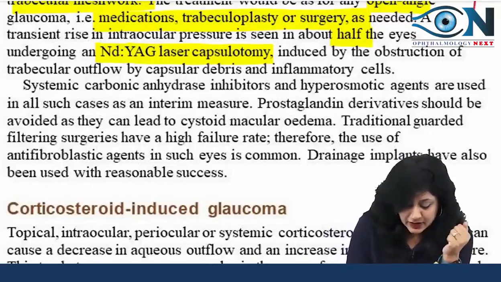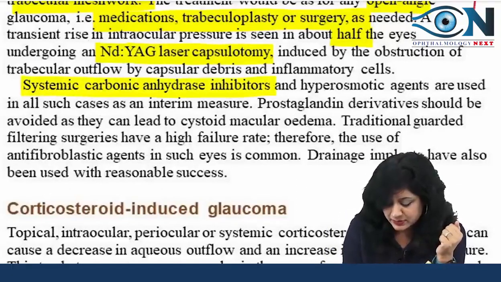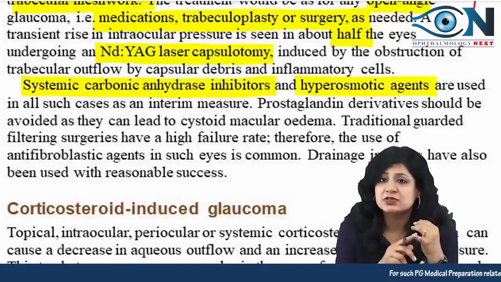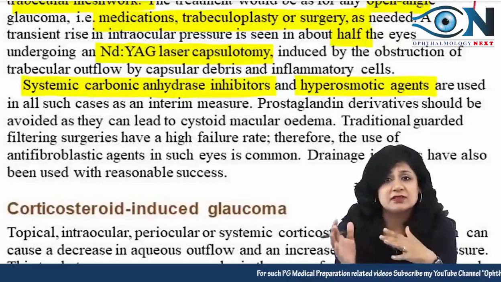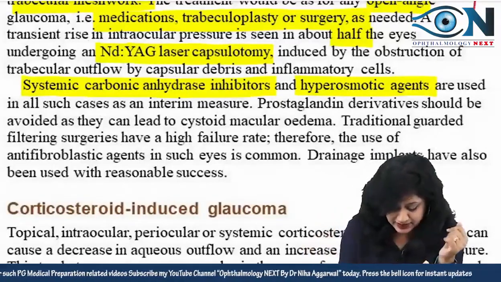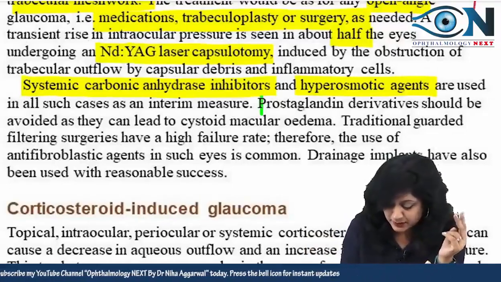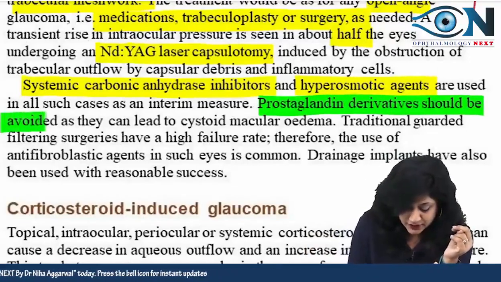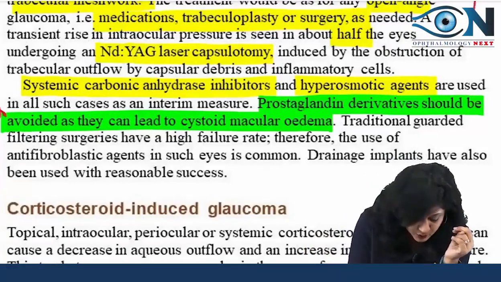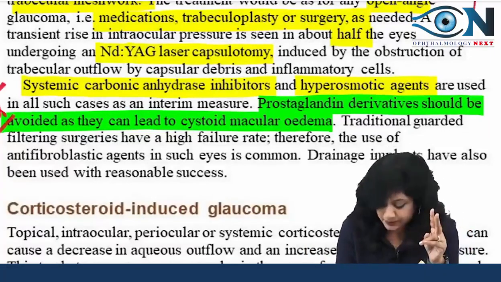Then another thing that we can use is systemic carbonic anhydrase inhibitors and hyperosmotic agents. So in simple language, acetazolamide and mannitol again remain the mainstay of treatment. Prostaglandin derivatives should be avoided as they can lead to cystoid macular edema. Again, a very important question: cystoid macular edema.